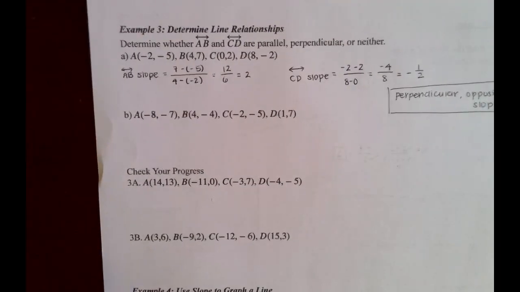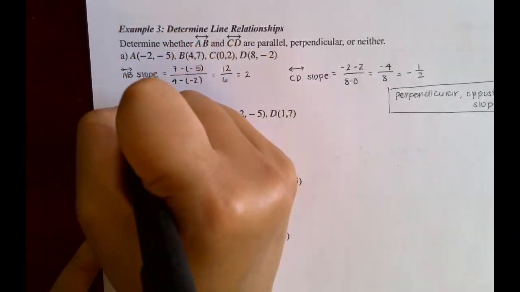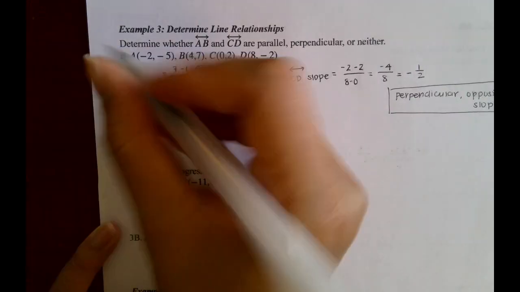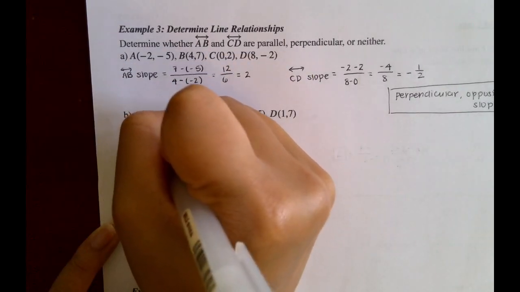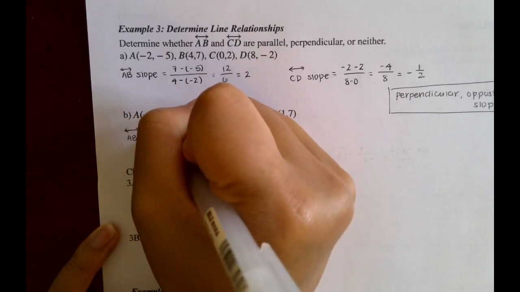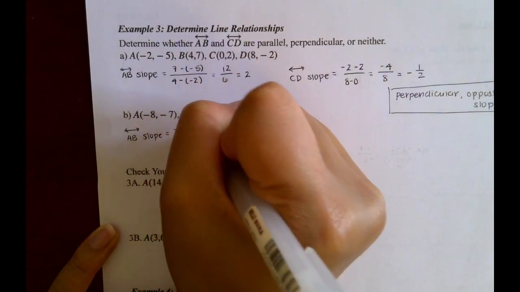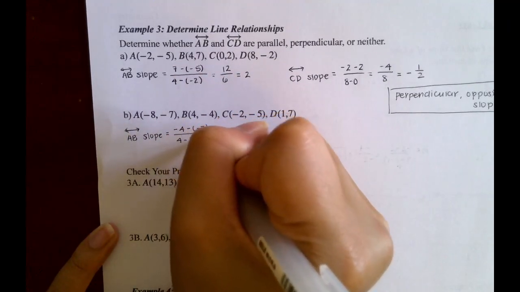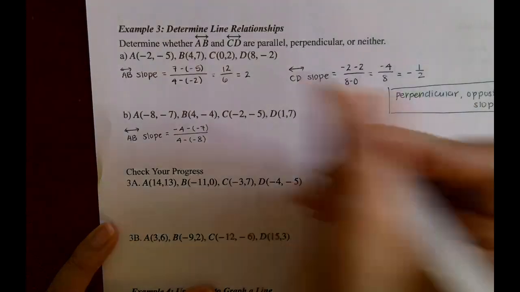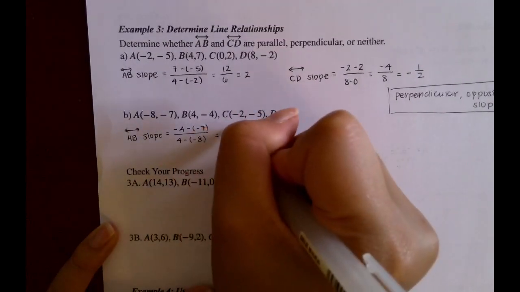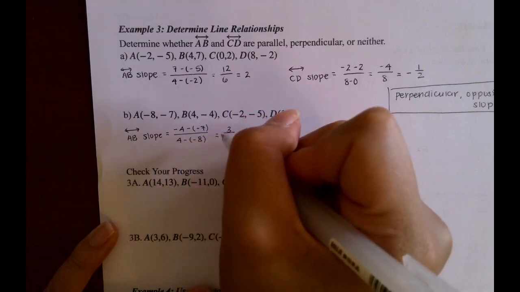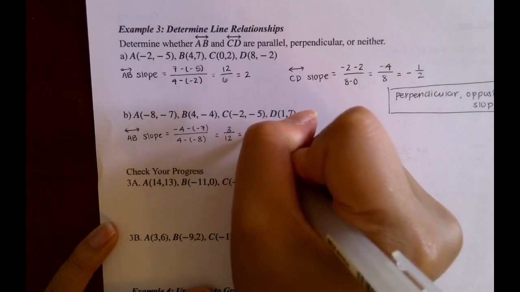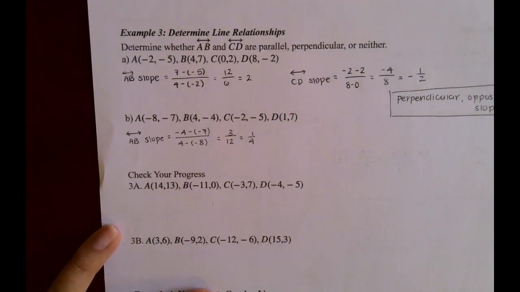Okay. So again, let's start with the slope of AB. Y2 minus Y1, negative 4 minus negative 7. X2 minus X1, 4 minus negative 8. Minus a negative is plus, and negative 4 plus 7 is 3. 4 minus negative 8, minus a negative is plus, so 4 plus 8, that's 12. 3 over 12 is 1/4. Okay, so that's my AB slope.